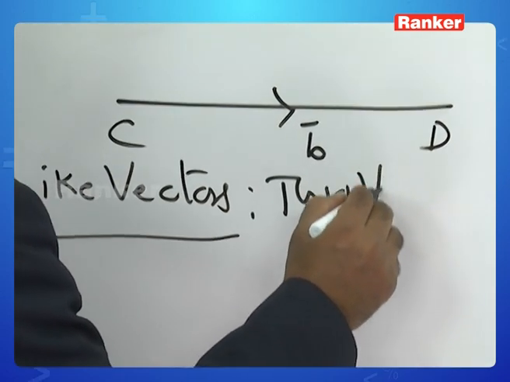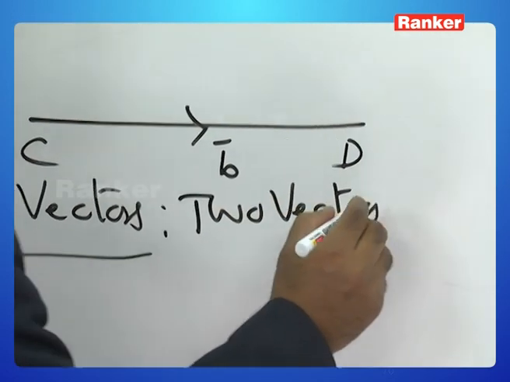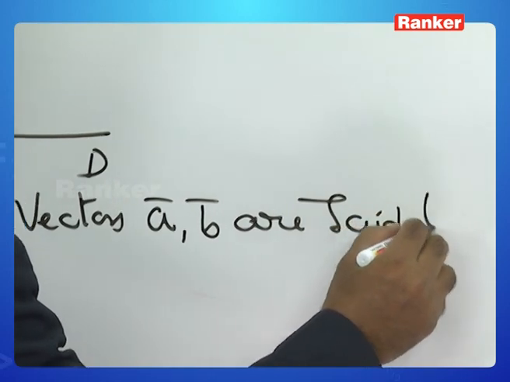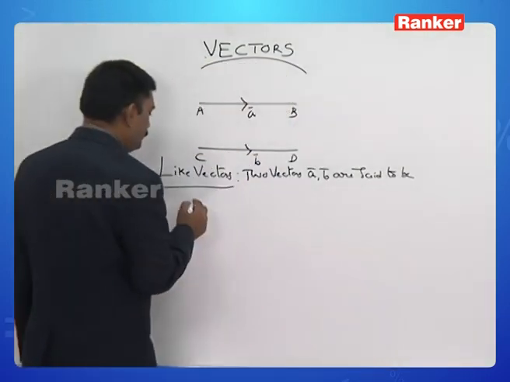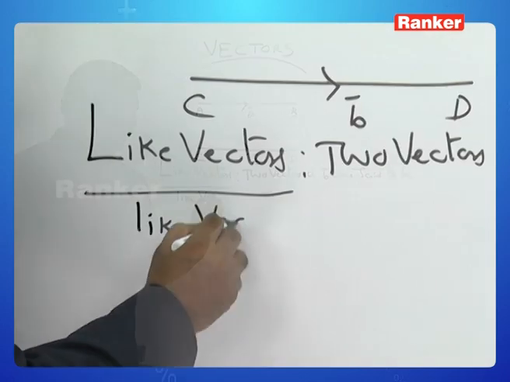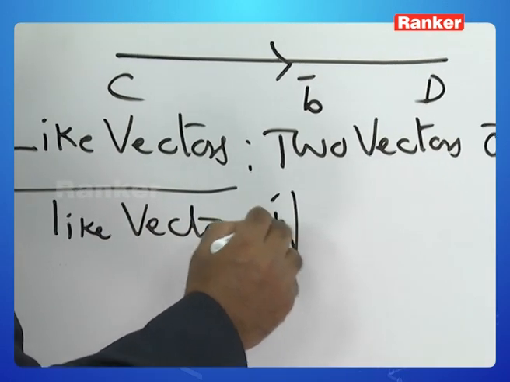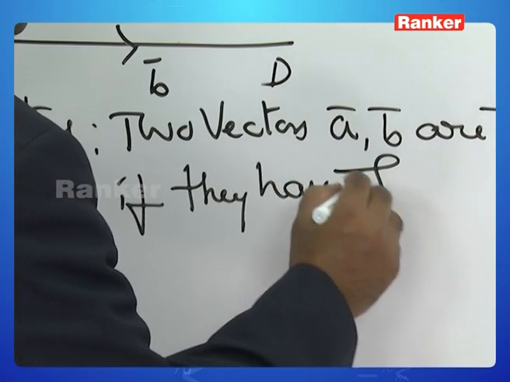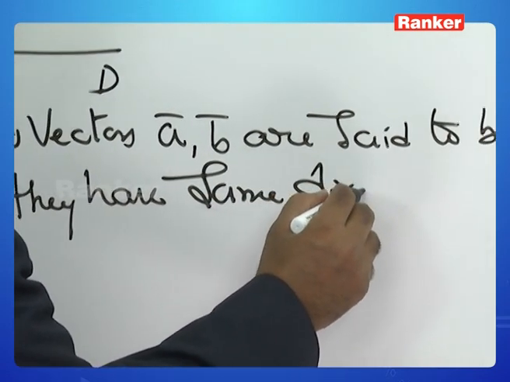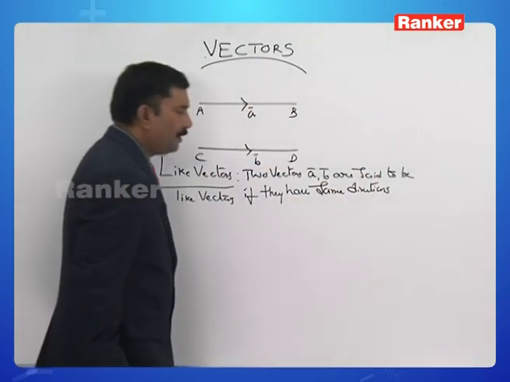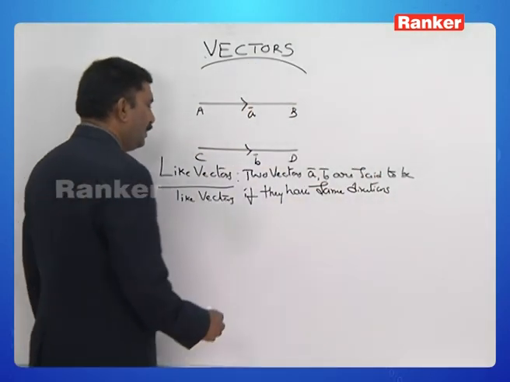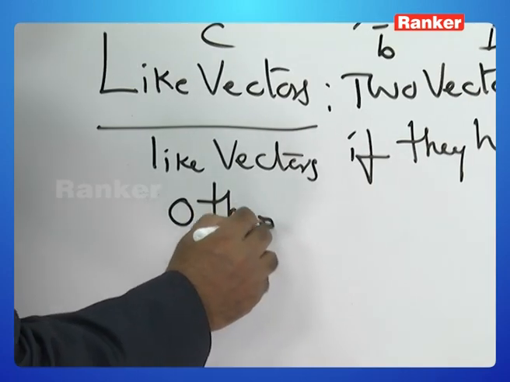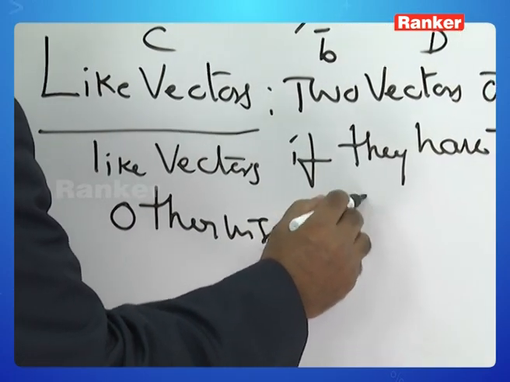Two vectors A bar, B bar are said to be like vectors if they have the same directions. Otherwise, they are unlike vectors.